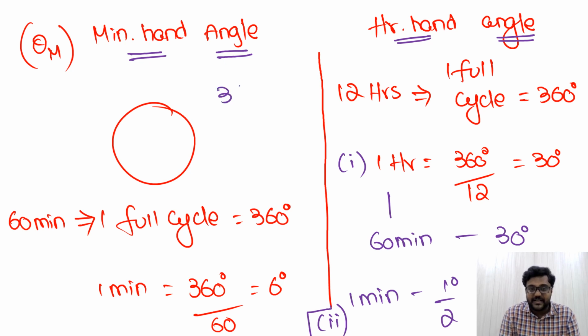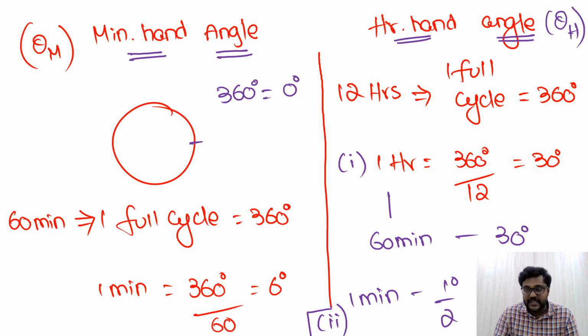360 degrees can be considered as 0 degrees. You started here, you complete 360 degrees, clockwise or anti-clockwise, and you come to the same point, so it's nothing but equal to zero. For the minute hand angle, each minute gives 6 degrees, and that's sufficient. Whereas for the hour hand, you have to go ahead with each hour and each minute.